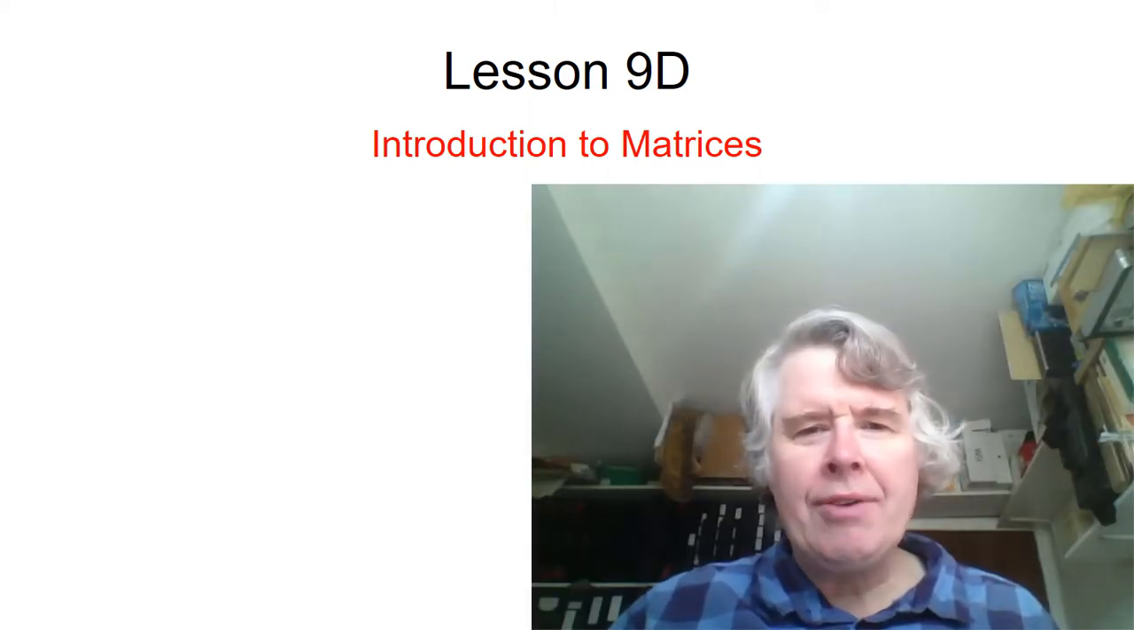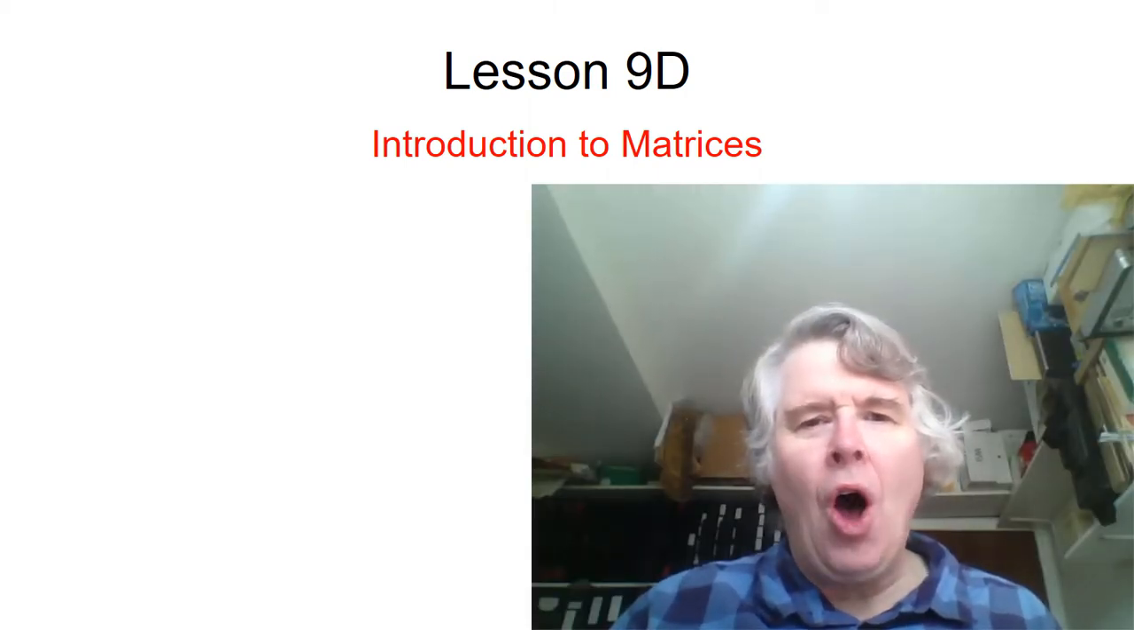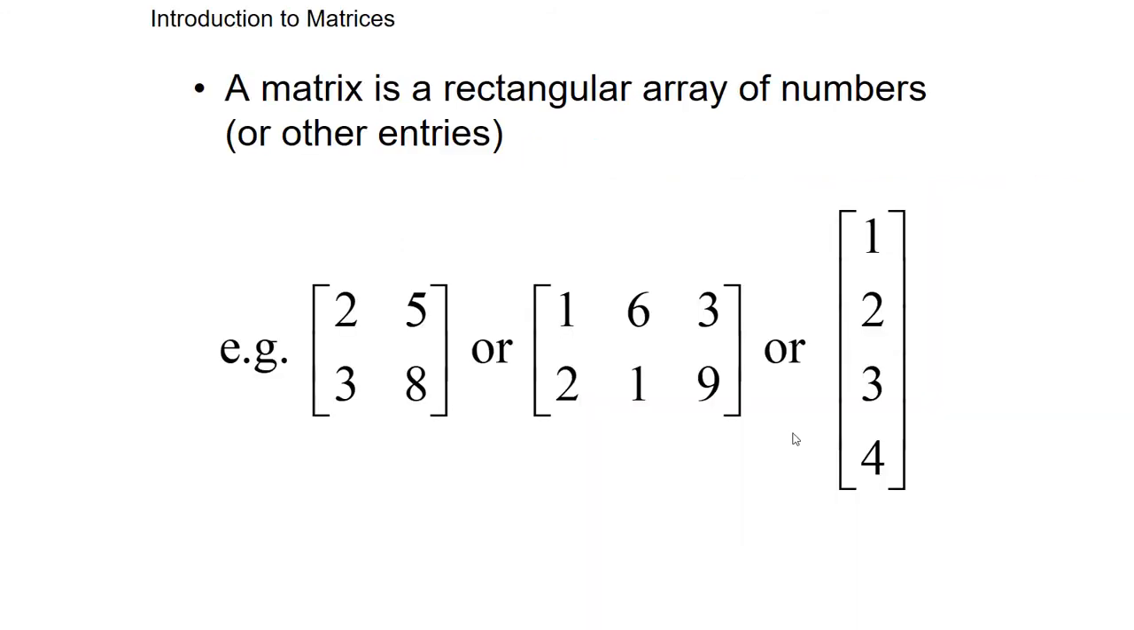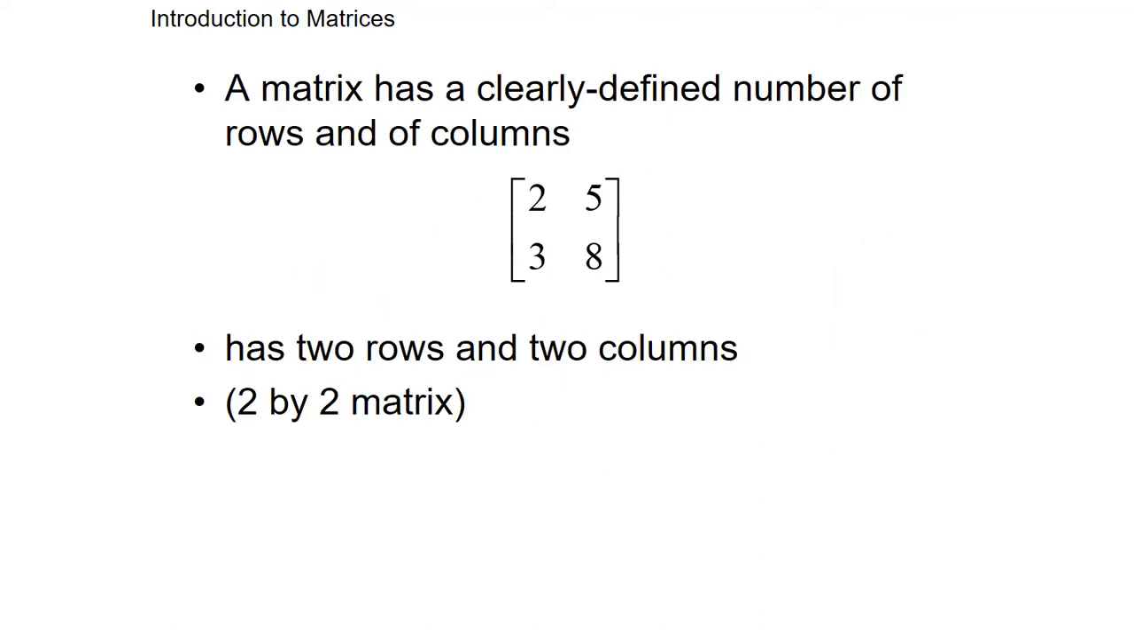Let's now have a look at the concept of matrices. A matrix, as we can see here, is a rectangular array of numbers, or perhaps other entries. And we can see some matrices written here. Now, a matrix has a clearly defined number of rows and a well-defined number of columns.